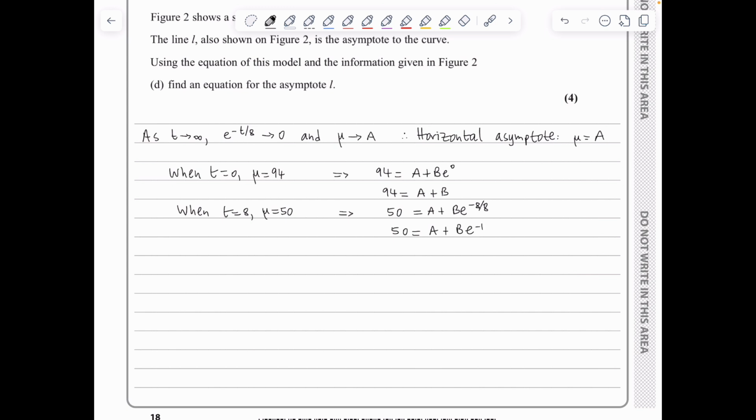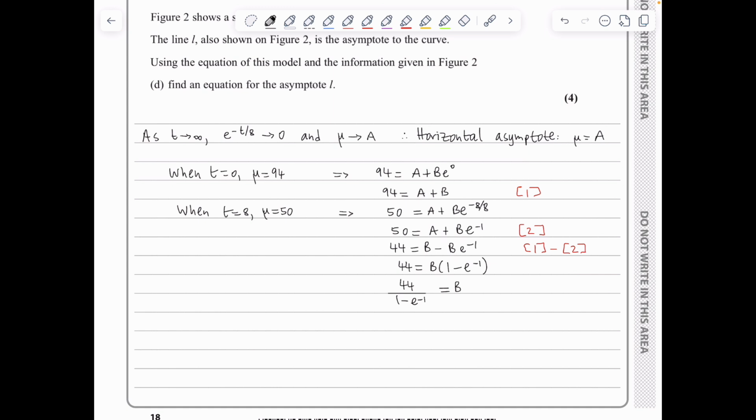All in all, we are working with simultaneous equations in A and B. I'm going to label 94 is A plus B as 1, and 50 being A plus B e to the minus 1 as 2. And I would be deducting 2 from 1, so I'll be doing 1 minus 2. So 94 minus 50 is 44. The A will cancel out, and we've got on the right hand side B minus B e to the minus 1. So we're looking at 44 being equal to B brackets 1 minus e to the minus 1, and therefore 44 over 1 minus e to the minus 1 is equal to B.